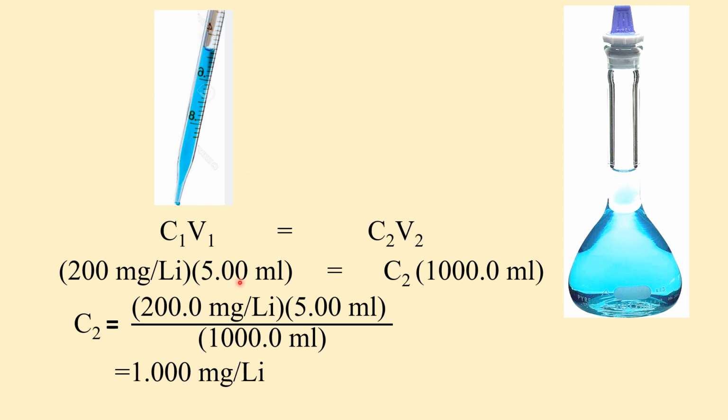So in the previous example, we obtained 5 ml from the stock solution with a concentration of 200 milligrams per liter. That is my C1V1. Then it was transferred to a bigger vessel and diluted with solvent, water, to 1000 ml. The new concentration C2 will be this. Take note, it is going to be a less concentrated solution from the original stock. So this factor, 5 over 1000, is the factor that will reduce 200 milligrams per liter to 1 milligram per liter.